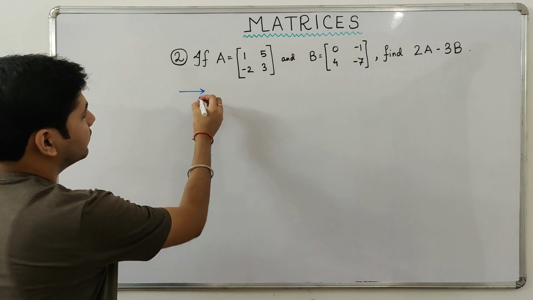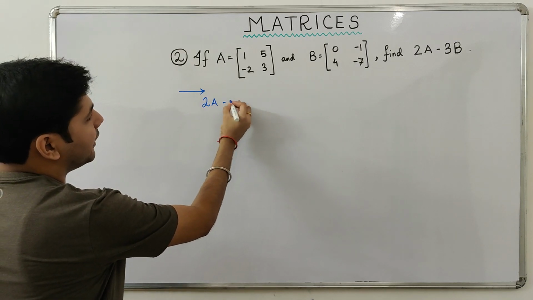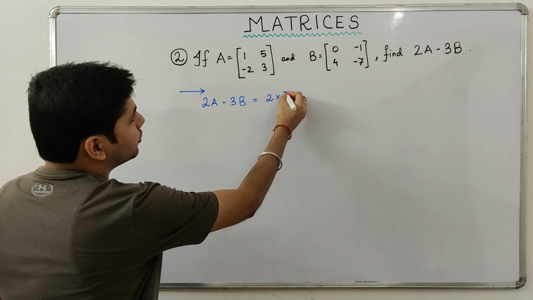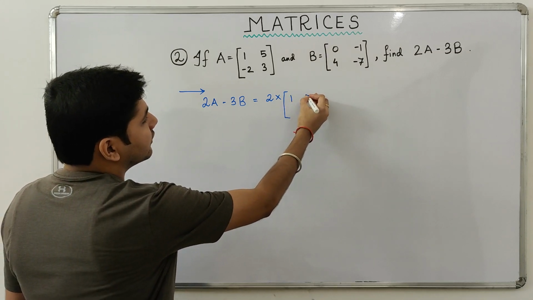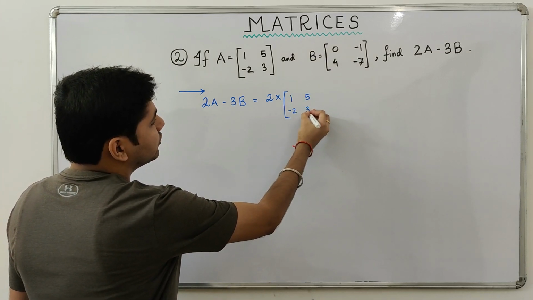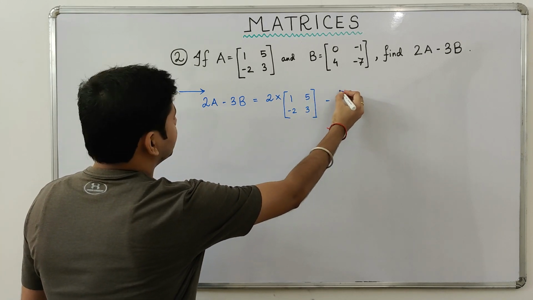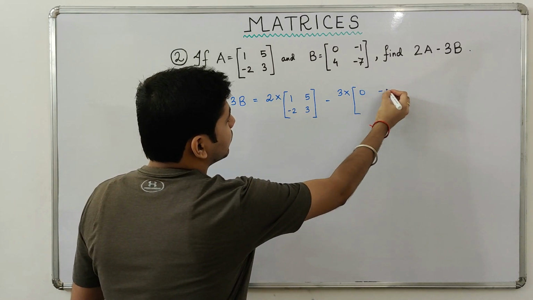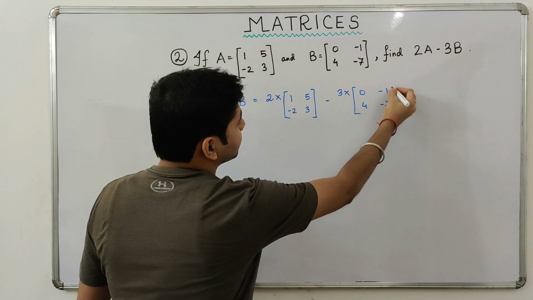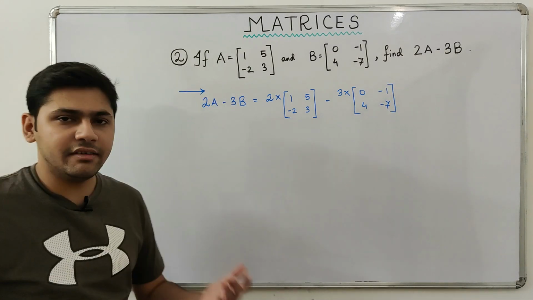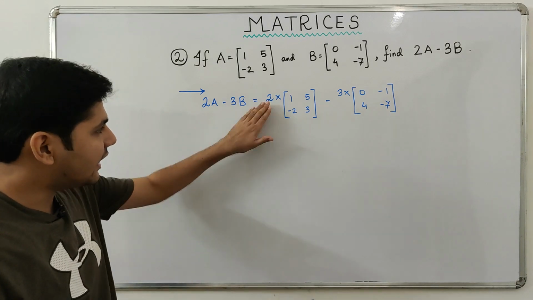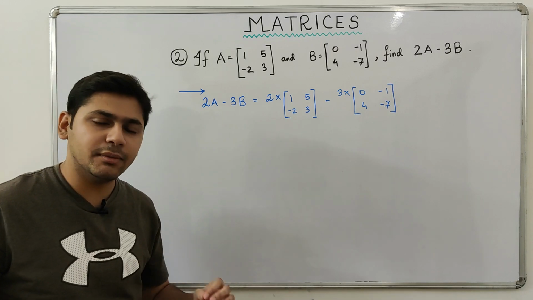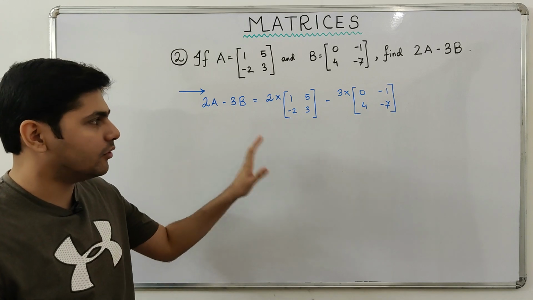What we have to calculate? 2A minus 3B, which will be equal to 2 into the matrix 1, 5, minus 2, 3, minus 3 into the matrix 0, minus 1, 4, minus 7. Now, in the previous video, I told you that if a number is multiplied to a matrix, then all the elements of that matrix get multiplied by that number. So we will use that over here.